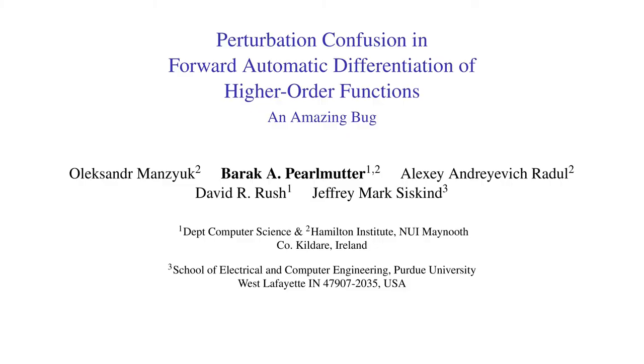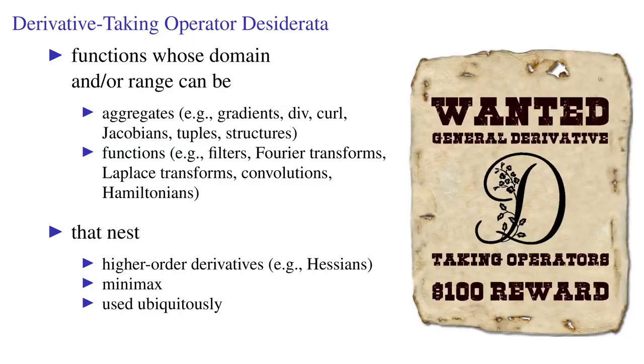My name is Barak Pearlmutter, and I'd like to tell you about a bug that we encountered in allowing derivatives of higher order functions. This work is part of a sustained effort to make automatic differentiation robust, performant, general, and ultimately ubiquitous, and of course correct. It should be as easy to take a derivative as it is to take a square root or write a loop. That means programmers should be able to take derivatives of anything whose derivative makes sense.